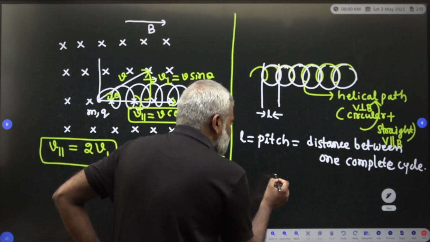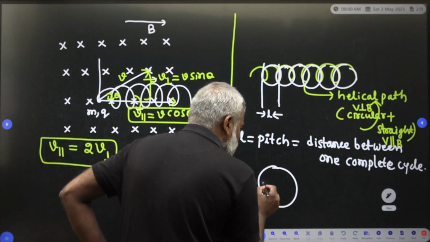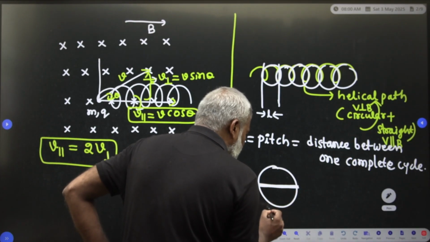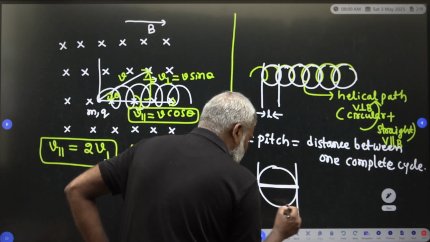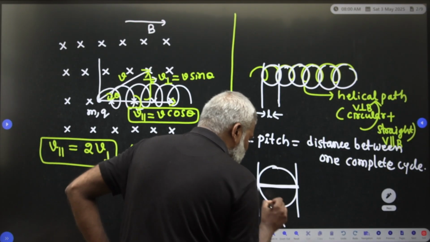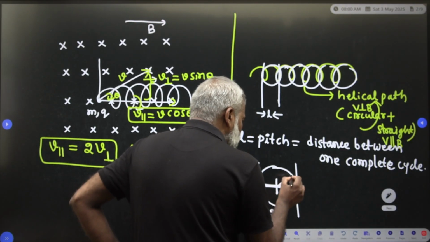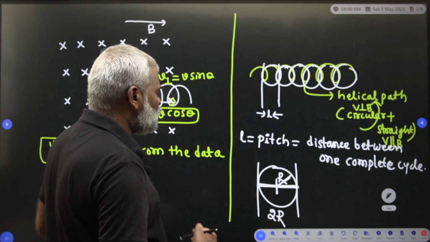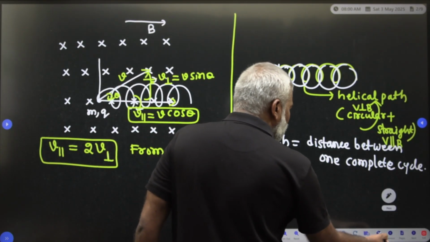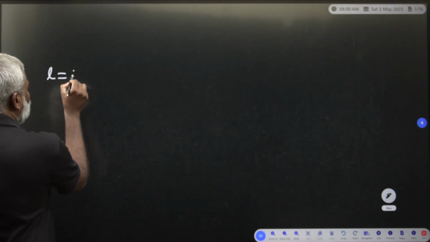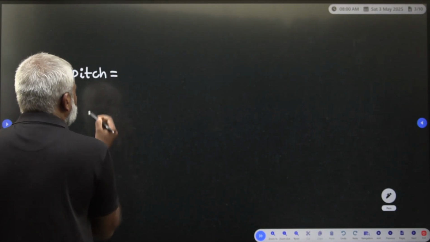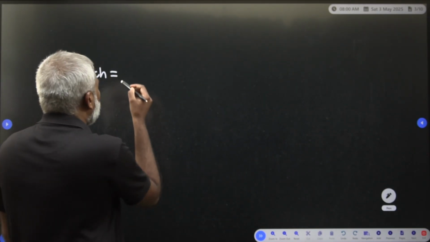So what is the distance? That is a circular shape. So what is this distance? You have to take, as already given, the diameter is equal to 2r, so the radius is equal to r. We know that. So what is the formula for the pitch? L is equal to pitch. So what is the formula for the pitch of the helical path?